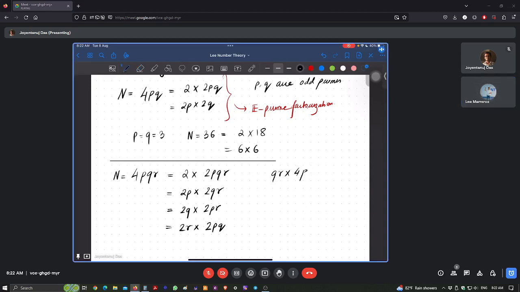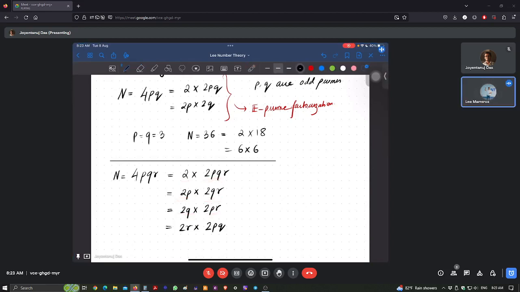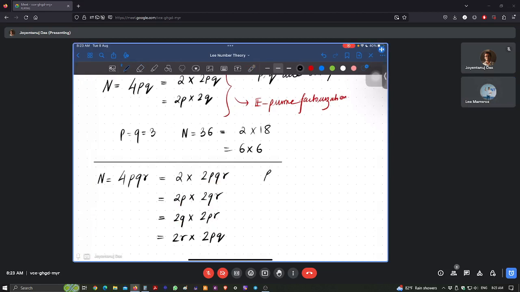Because factorization means every number should belong to the E set, right? So that will not work. Here actually P and Q are odd primes.